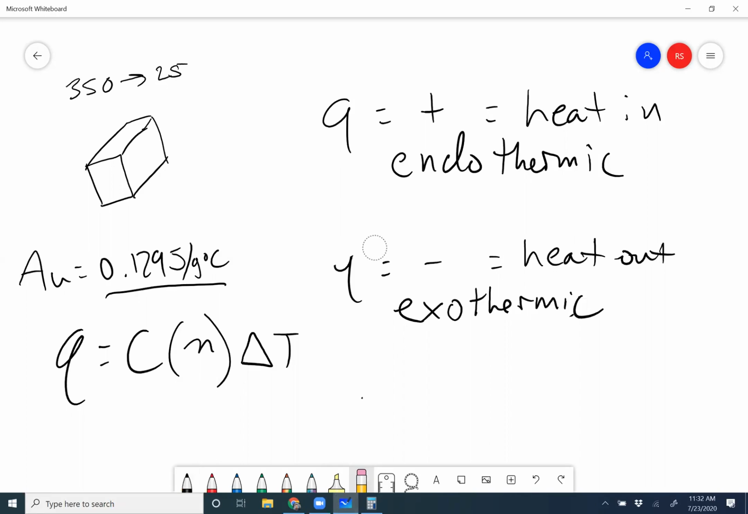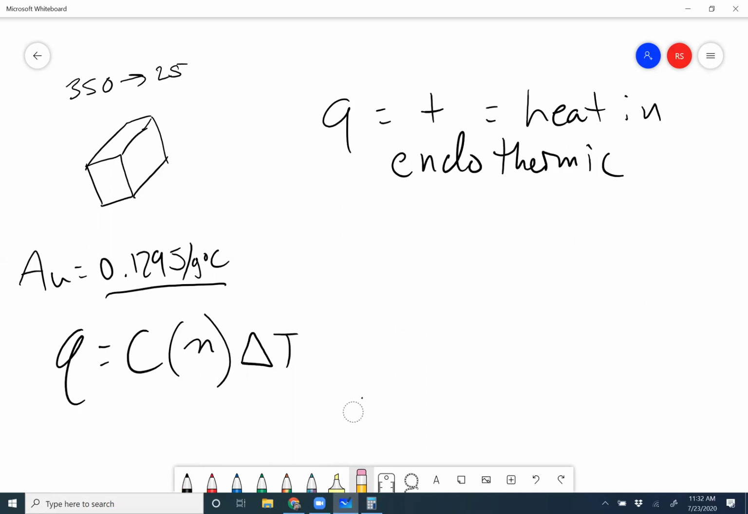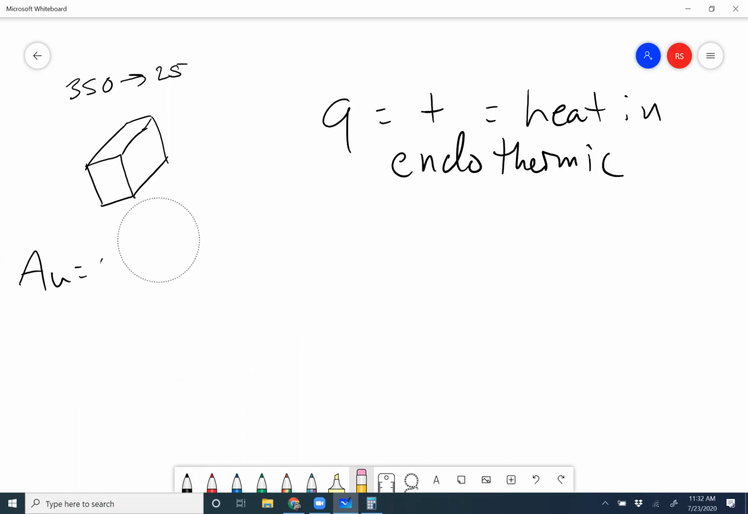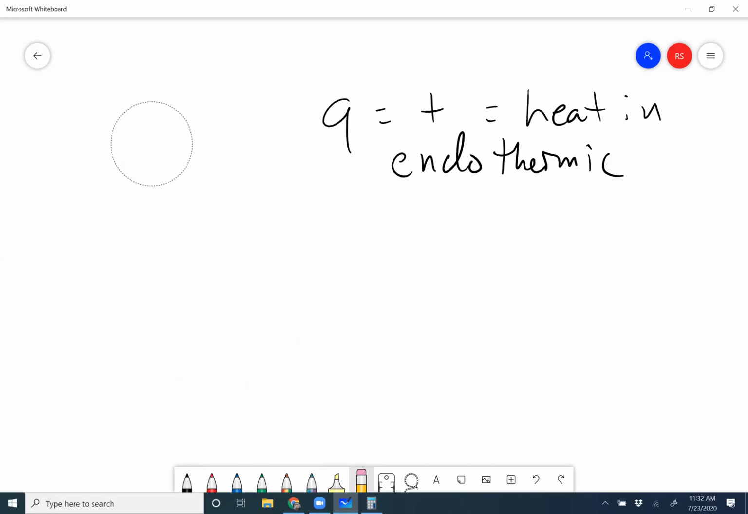So this is the specific heat equation. And what it tells us is the energy it takes to change the temperature of something. So how is that important? Like, how would you need to use that? Well, like I said, you can use it to identify substances, but you could also use it to look at things like chemical reactions.